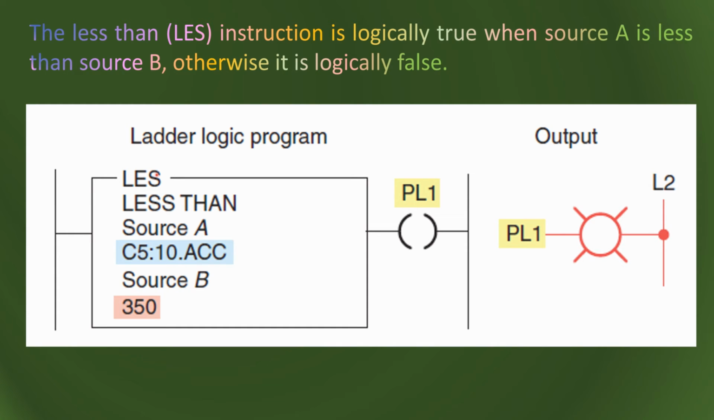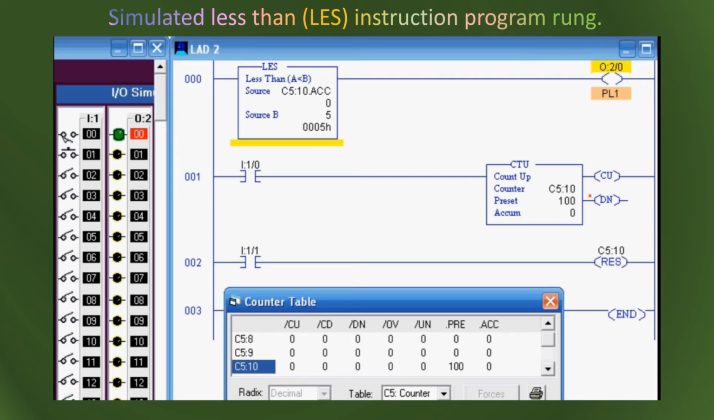Here the instruction is LES, which we say is less than. If source A value is less than source B value, the rung will be true and the pilot light PL1 will become on. So in this example, we explain the less than instruction using the counter accumulator.